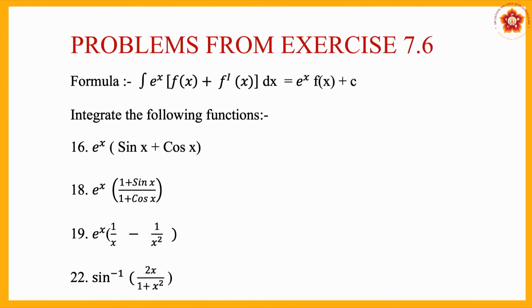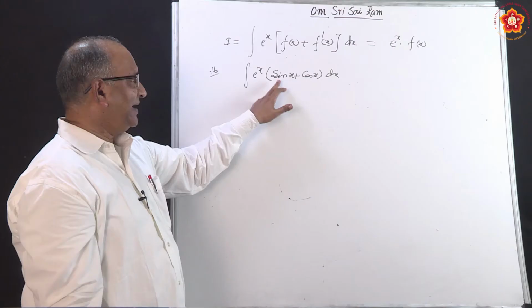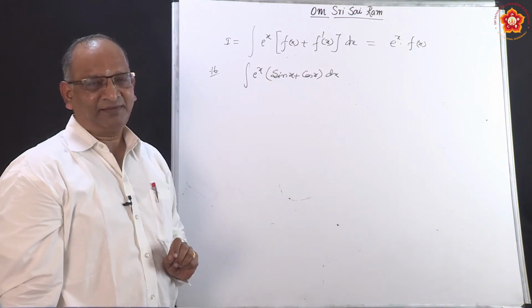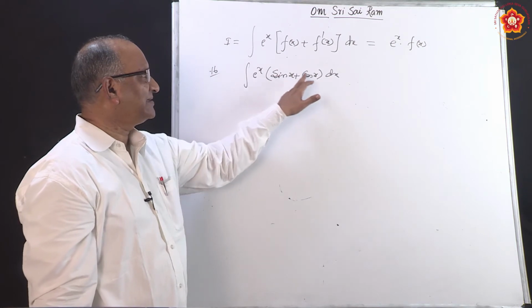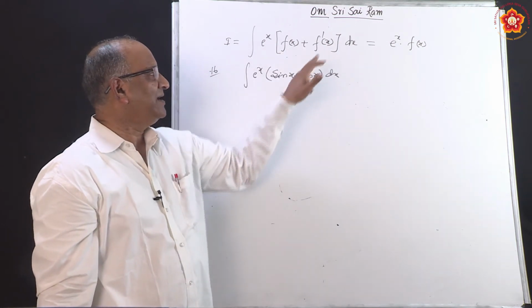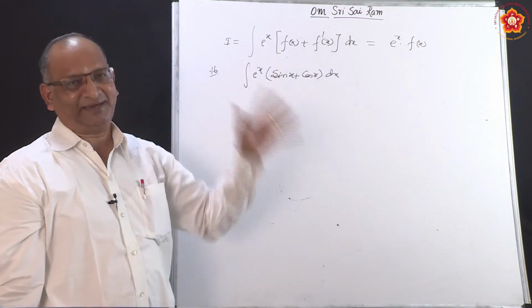Let us begin with the 16th one. Integral of e to the power x into sin x plus cos x dx. Just by observing you can guess. If we take sin x as f of x, its derivative is cos x. So, this is f x, this is f dash x, and according to that the answer you can directly write.